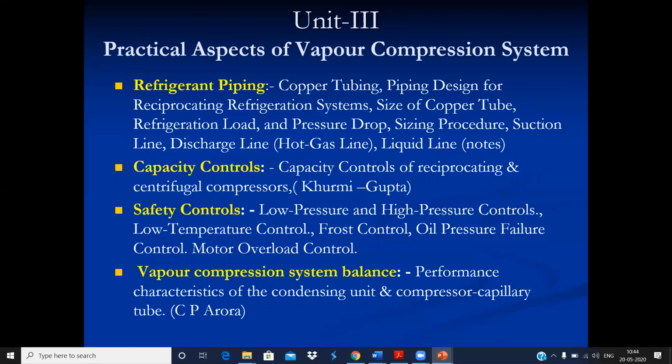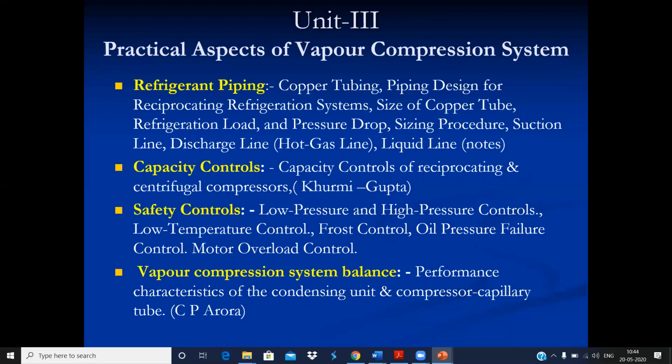So in this particular unit, we mainly discuss the different practical aspects of the vapor compression system. Mainly the piping used in vapor compression systems, that is, copper piping is used. Some piping design, then the size of copper tubing, then the sizing procedures, then what are the aspects of the suction line, discharge line, and liquid line? These parts we are going to cover in refrigerant piping.